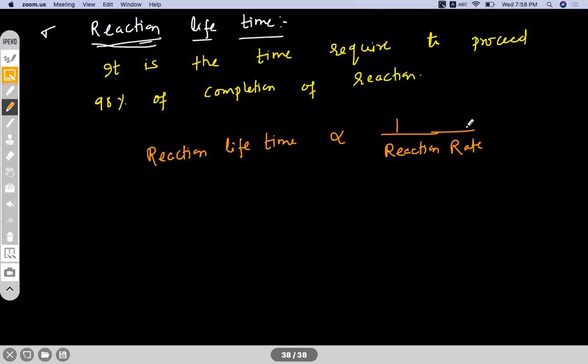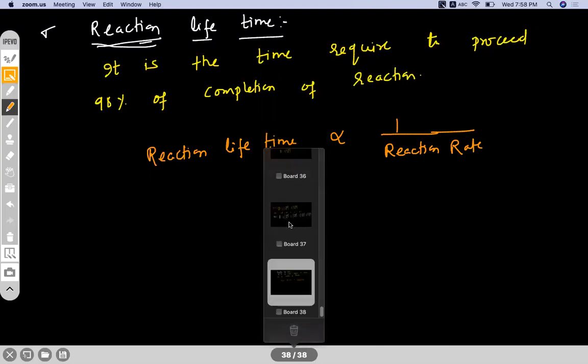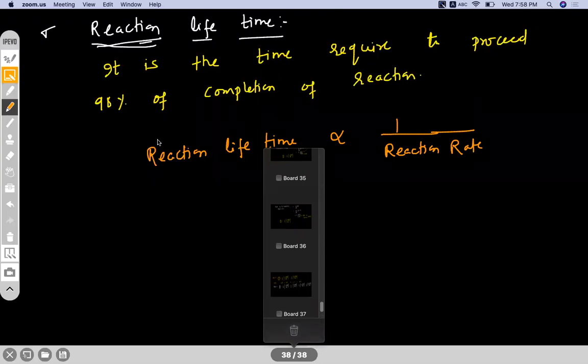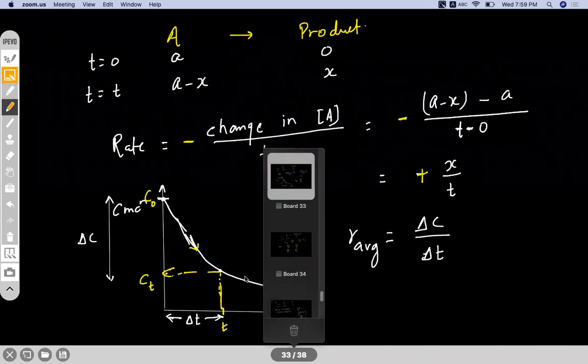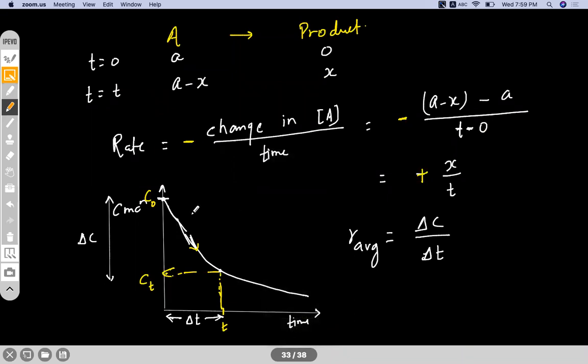So why is it 98%? Yes, 98%. So we'll have a reason for this. Actually, none of the reactions goes to 100% completion. We'll have a mathematical equation for this. You will understand this in the next class properly. Okay, but if you ask me this question, I also ask you one question. I have drawn this graph, correct? It'll be tending to zero, but never zero.